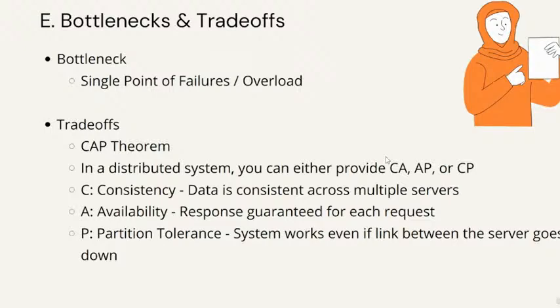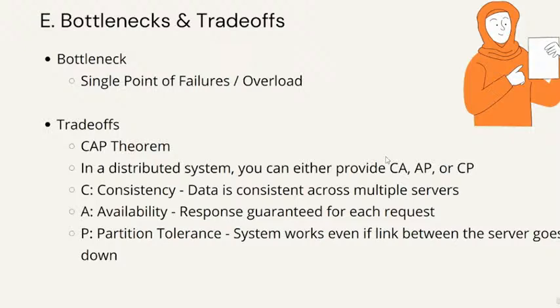Availability, that's the second property. This means no matter what, my software guarantees a response for every single request that's sent to it. A good example of this is I should be able to log into my bank account no matter what time of the day and what location I'm trying to access the bank account. That's availability. Last but not the least is partition tolerance. What this means is your system is partition tolerant if it works even if the link between the servers goes down. Meaning if you have multiple servers and the network link between some of these servers goes down, you still expect your system to work. That's known as partition tolerance.